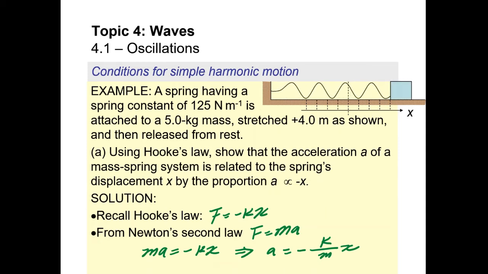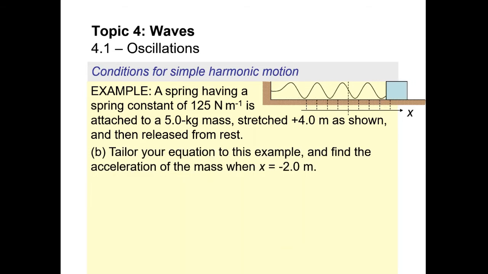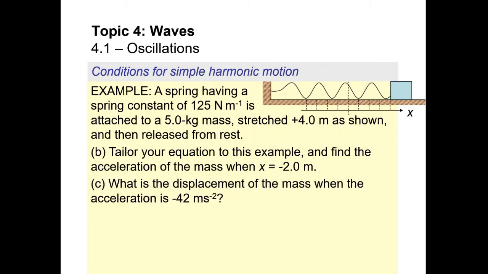K is constant, mass is constant, so acceleration is proportional to minus x, or acceleration is proportional to displacement but in the opposite direction. B. Tailor your equation to this example and find the acceleration of the mass when displacement equals minus 2 meters. C. What is the displacement of the mass when the acceleration is minus 42?